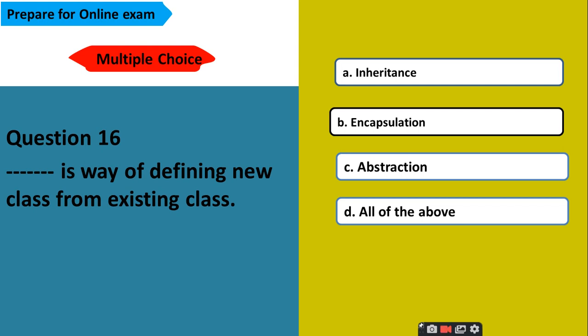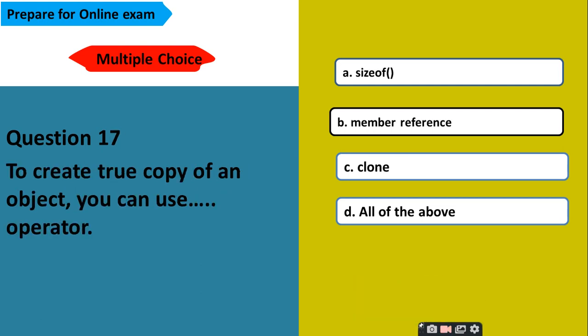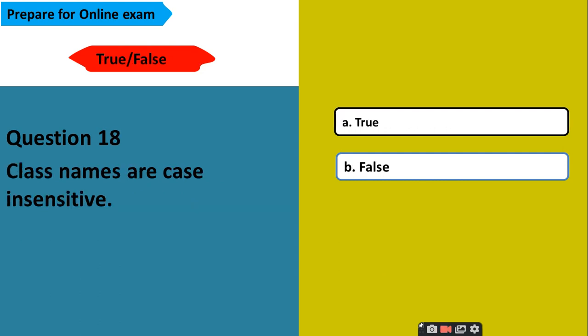Dash is a way of defining a new class from an existing class. Inheritance, encapsulation, abstraction, all of the above, and the correct answer is A, inheritance. To create a true copy of an object, you can use the new operator, size of operator, member reference operator, clone operator, all of the above. And the correct answer is C, clone. By using the clone operator, you can create a duplicate of the existing object.